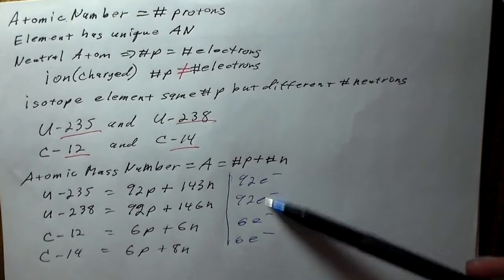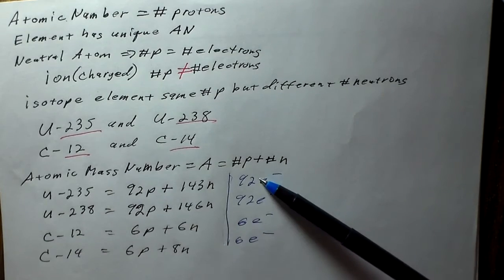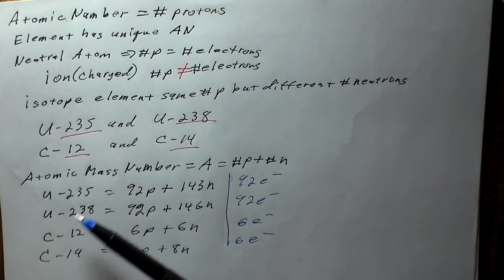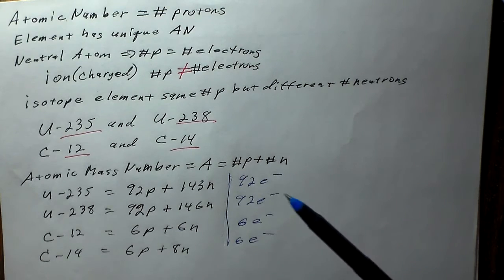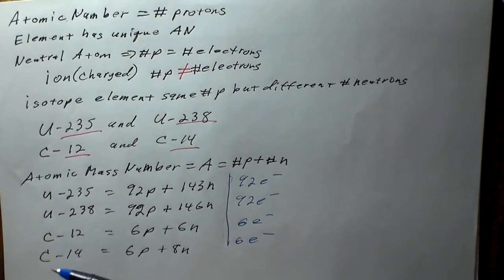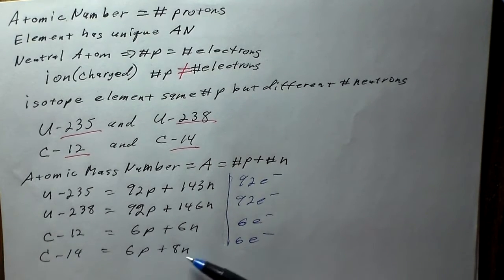Okay, so if these are neutral atoms, they will have the same number of electrons as protons. If these were ions, which we're not going to deal with right now, the number of electrons can vary. So the number of electrons can vary, and it will still be the same element. The number of neutrons can vary, same element. The number of protons has to be the same because otherwise it's going to be a different element. So this was the atomic mass number.